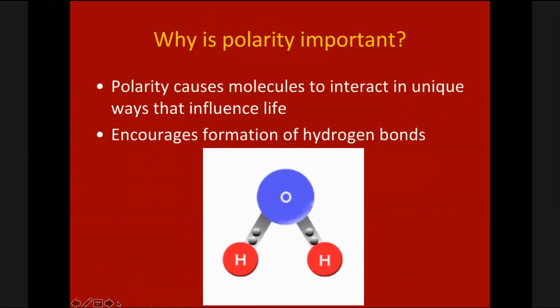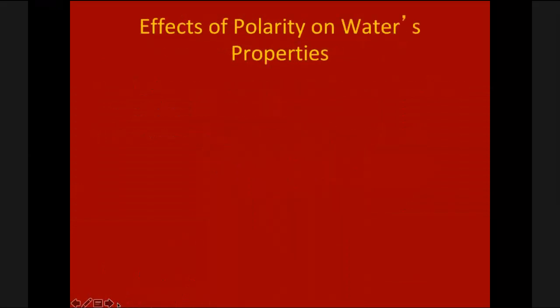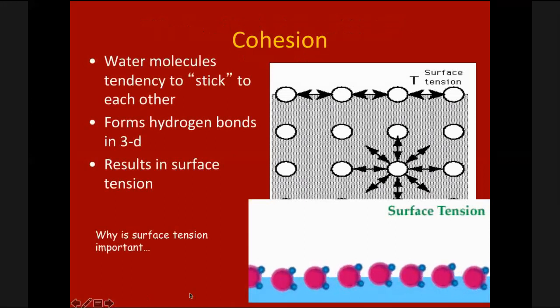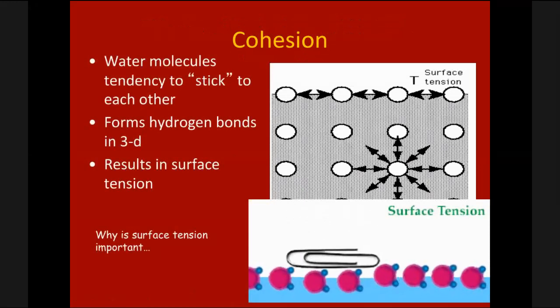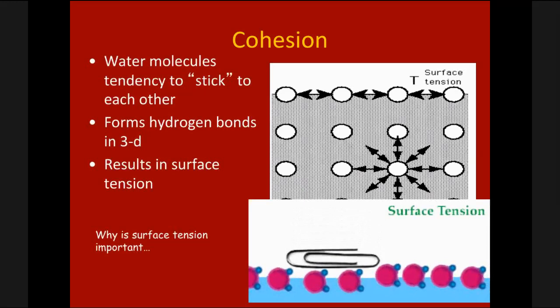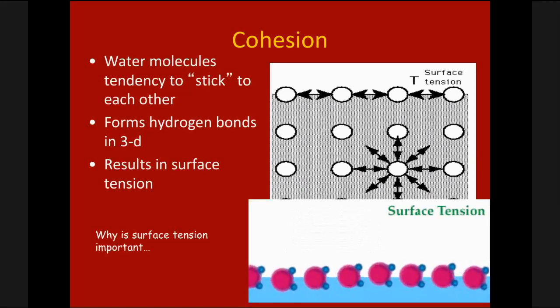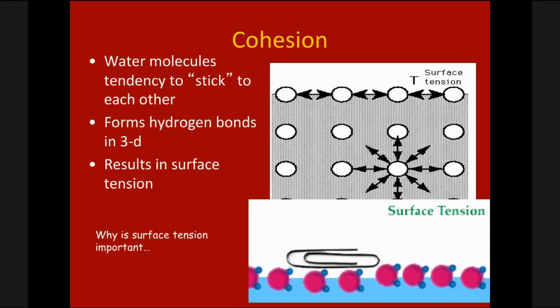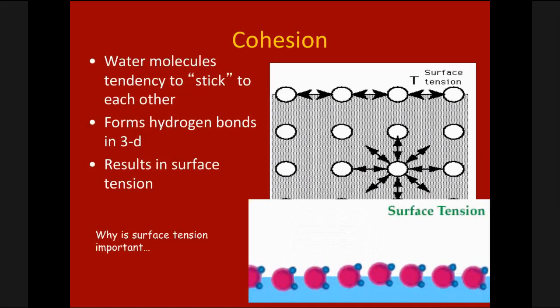All right. I think we talked about polarity already. All right. So the first property we're going to talk about is cohesion. All right, so this is the first water property. Cohesion refers to this fact that water molecules will form hydrogen bonds with each other. So in a body of water, water molecules are going to be forming hydrogen bonds with neighboring water molecules.